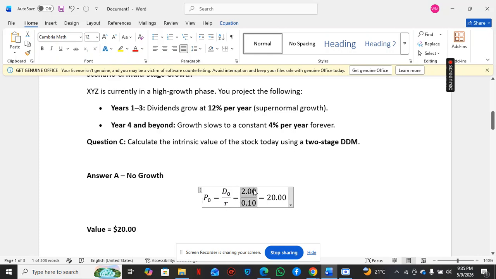The current dividend is 2 kwacha. The required rate of return is 10%, which is 0.1. So 2 divided by 0.1, that is 20 kwacha. So the value of the stock is 20. You can even use dollars, $20. Any questions on the no growth rate?